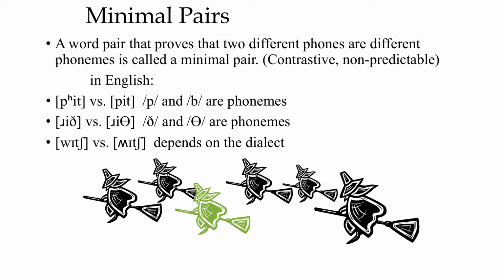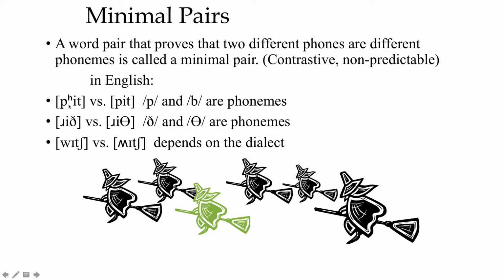Pit versus bit. Pit with that puff of air versus bit. So these two words are the same in every way except for the first consonant. But the meaning is different. Pit, I threw you in a pit. My dog bit me. So this shows that these two sounds must belong to separate phonemes. This first one belongs to the phoneme we often write with the letter that looks like P. The second one belongs to the phoneme we often write with the letter that looks like B.